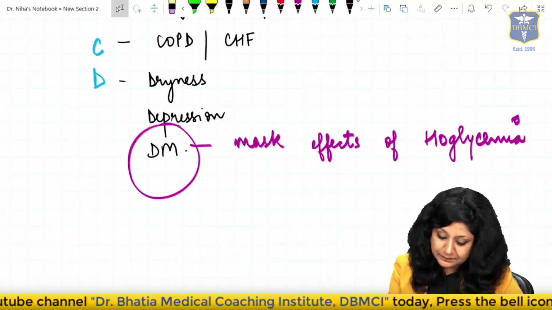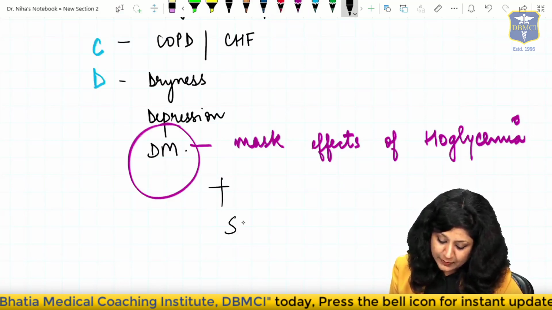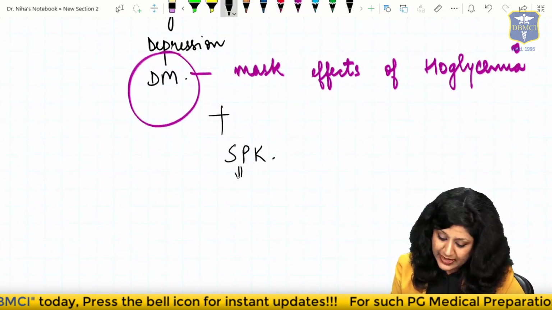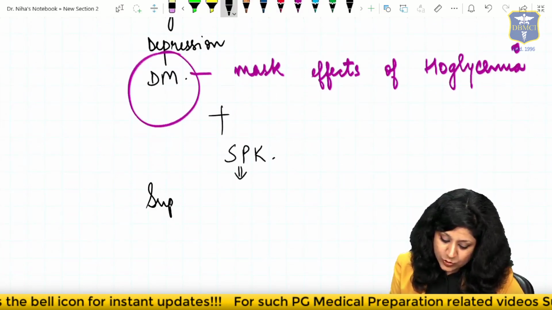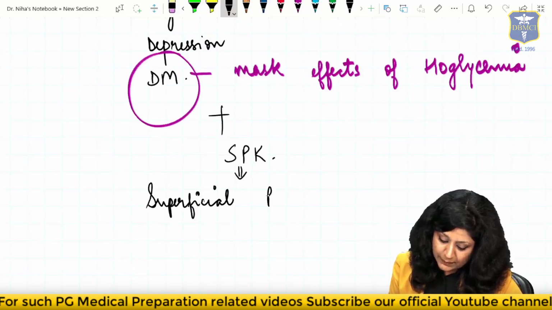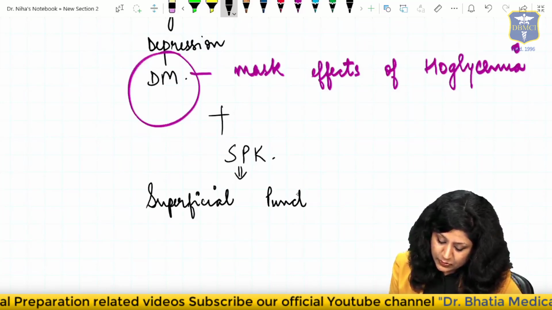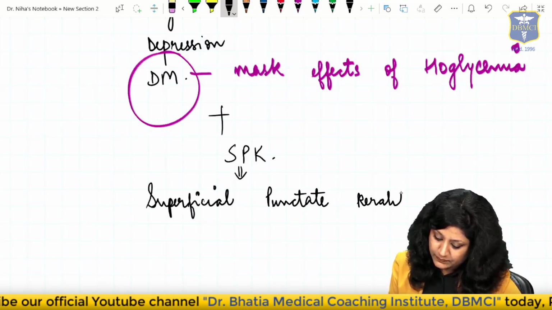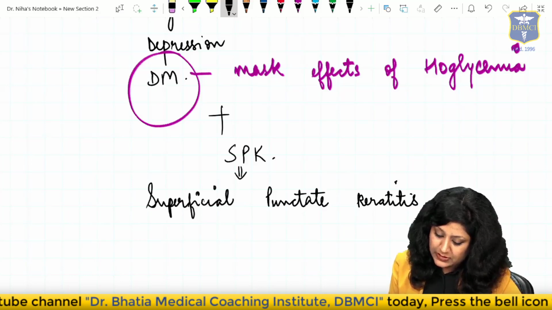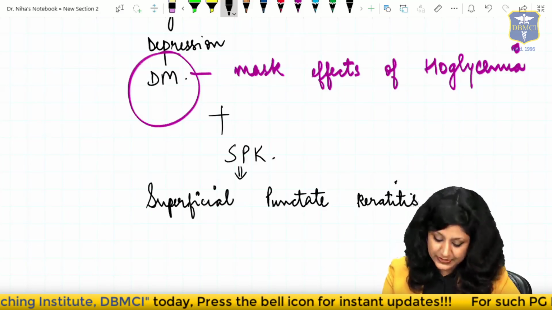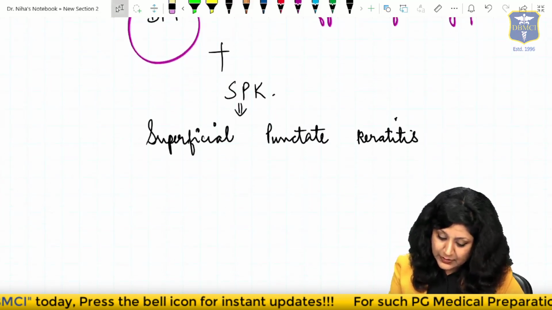Along with this, we also have the SPK. SPK is also caused by the beta blockers. Now what is this SPK? This is actually superficial punctate keratitis. So these beta blockers are also responsible for causing superficial punctate keratitis. Okay. So this was about the beta blockers.